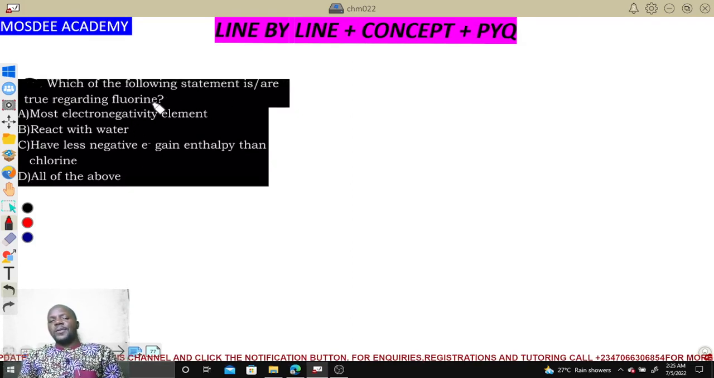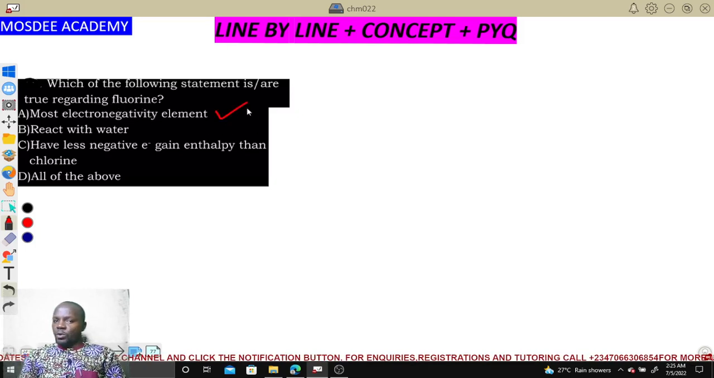Which of the following statements is or are true regarding fluorine? Fluorine is the most electronegative element, discussed. Fluorine reacts with water. Fluorine has less electron gain enthalpy than chlorine. All of the above, yes, I think all of the above is correct. The most electronegative element is fluorine. Fluorine reacts with water. You can keep that in mind. I'll still talk more about that.